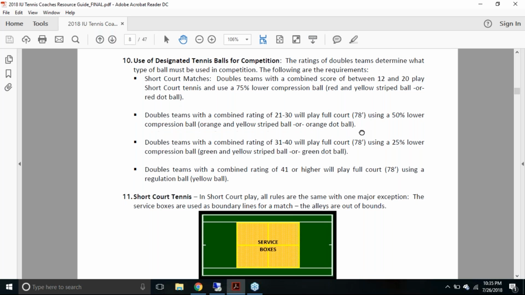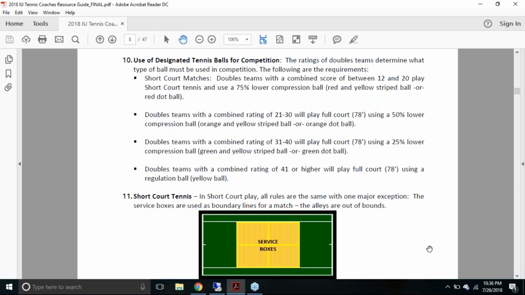We do have designated tennis balls for competition. The ratings of those doubles teams determine what type of ball must be used for the competition and also their court size. So doubles teams with a combined score between 12 and 20 play short court and use a 75% lower compression ball. Doubles teams with a combined rating of 21 to 30 will play full court with an orange ball, which is orange and yellow striped, or a traditional looking ball with an orange dot on it.